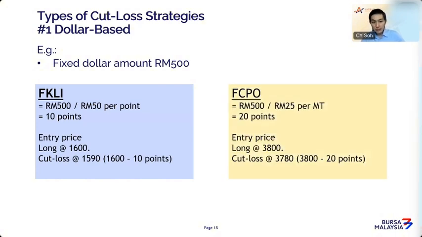Similarly for FCPO, 1 point is $25 per metric ton. So you take $500 divided by $25, which is equivalent to 20 points. Same thing: if you buy an FCPO contract at 3,800, your cut loss is you minus 20 points from it, so it would be 3,780. Okay, are you guys able to follow this so far?